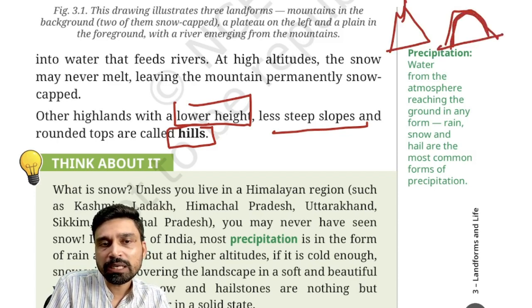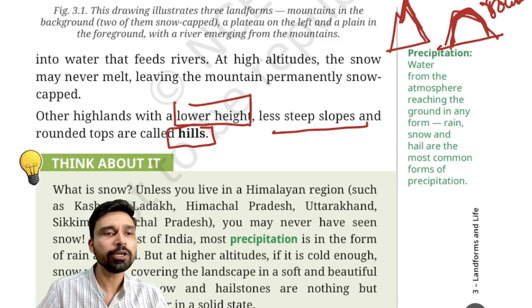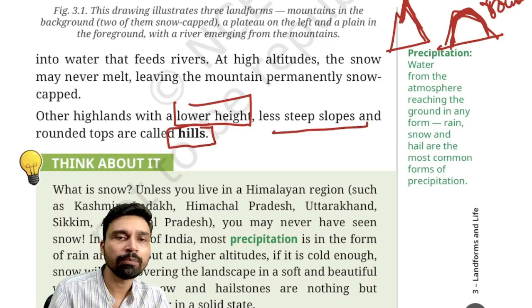And if you look at the peak of the mountain, it is very conical, steep in nature. Hills, on the other hand, have more of what you can call a rounded top. That differentiates the hill and mountain.